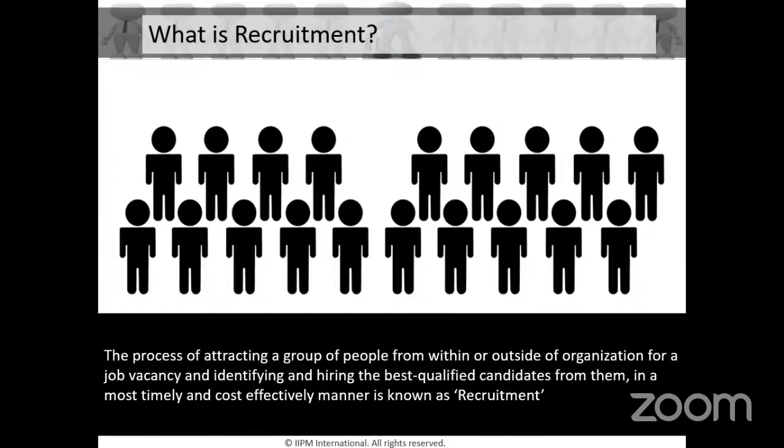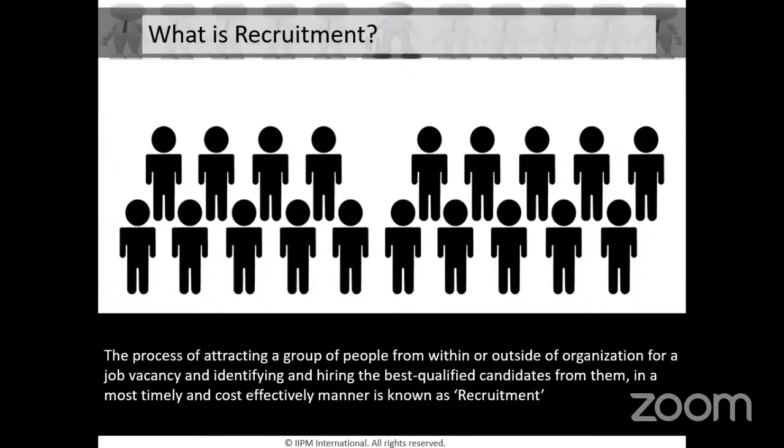So recruitment is the process of attracting a group of people from within or outside of an organization for a job vacancy and identifying and hiring the best qualified candidates. Not the one closest to my family, not the one whose face I like or the one whose shape I like. That is not the reason. The best qualified candidate is the one that is hired in the most timely and cost-effective manner.